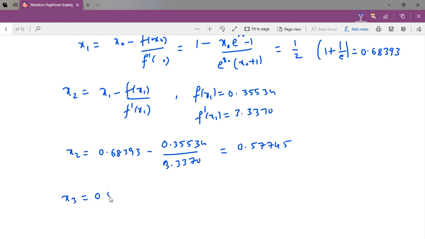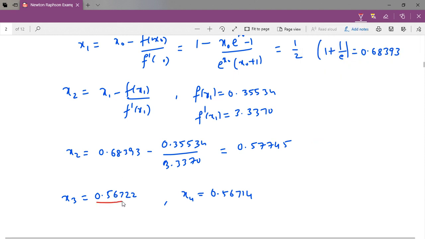Similarly, go for x3. x3 gives you 0.56722 and x4 gives you 0.56714. Okay, so now we can conclude that the approximate value of the root is 0.567. See this, the same example we have done by the iteration method also. Okay, so please compare the number of steps there and here.